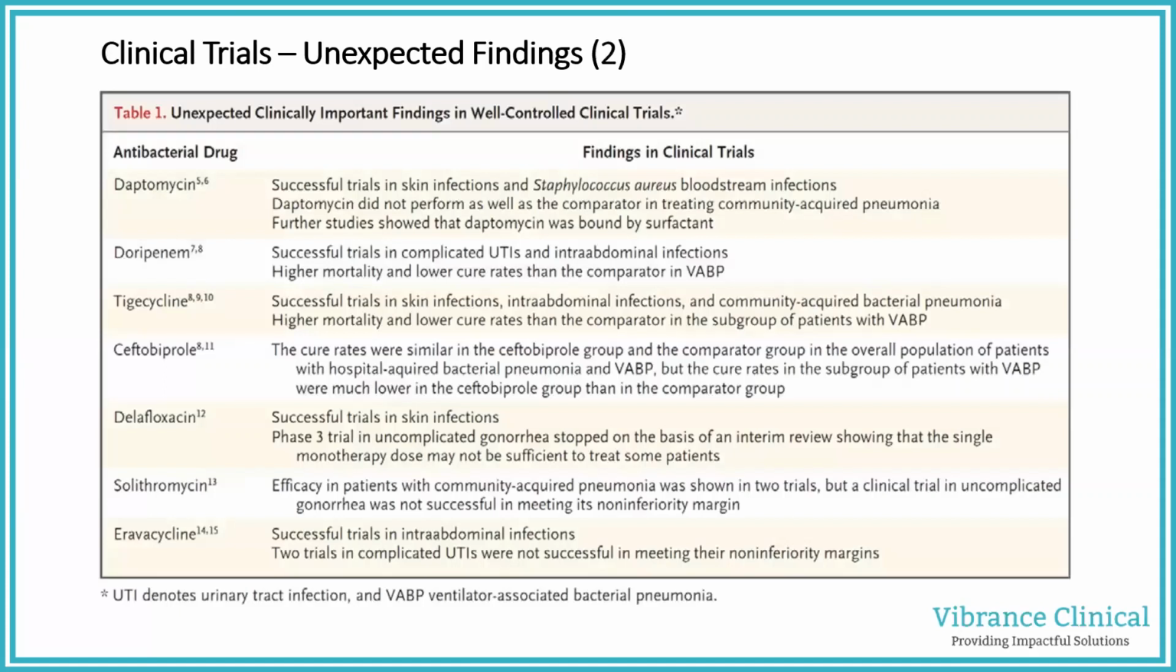These are some of the examples. I will not get into the details of what happened in these. These were the findings in these clinical trials: unexpected, clinically important findings in well-controlled clinical trials, for different products like daptomycin, doripenem, and so on. So these are important aspects that we need to really look at and consider when we design our studies and our trials.